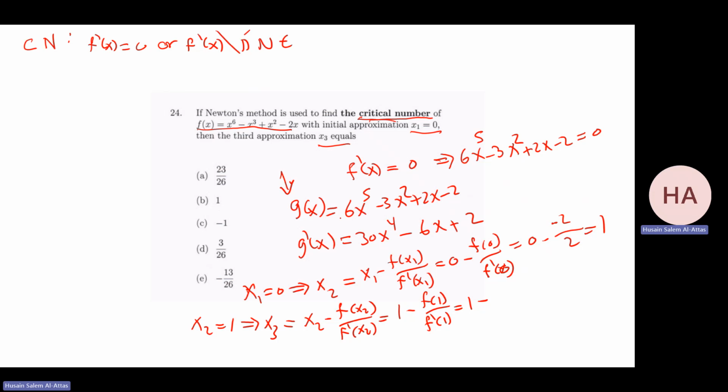F of 1, that will be 6 minus 3 plus 2 minus 2. That will be 3 over. Here I have 30 minus 6, 24 plus 2, which is 26. So that would be 23 over 26, which is this. I'm looking for x3.